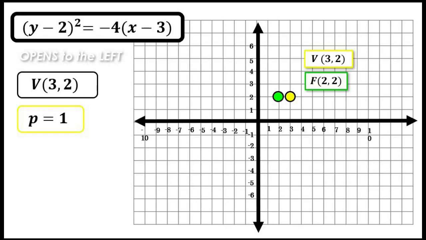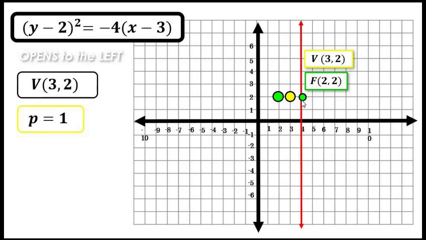After plotting the focus, next is the directrix. Again, we move p units, but this time in the opposite direction of the orientation. So it will be 1 unit to the right. So from the vertex (3, 2), we move 1 unit to the right. This point will be our basis where we will draw the vertical line that will represent the directrix.